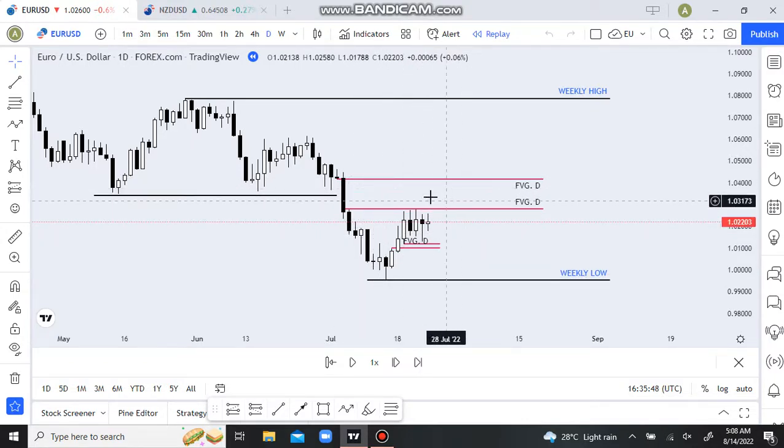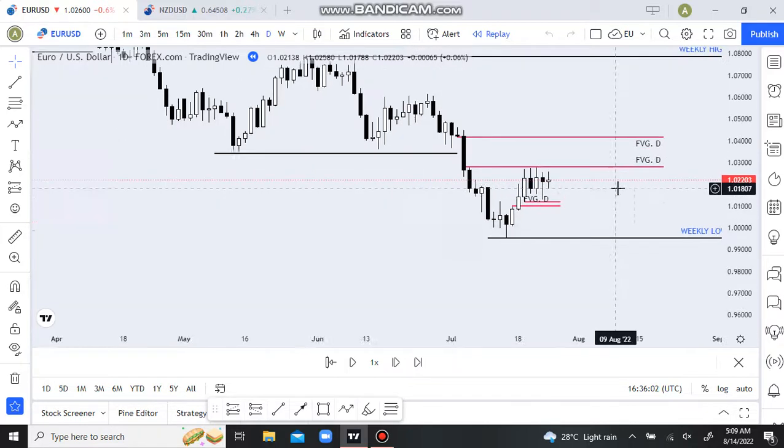Fair value gap, right? Fair value gap. So this is our POI that we are looking at for price to reach there before we start to look for sales. Until price gets there, we are only interested in looking for buys, right? Good.